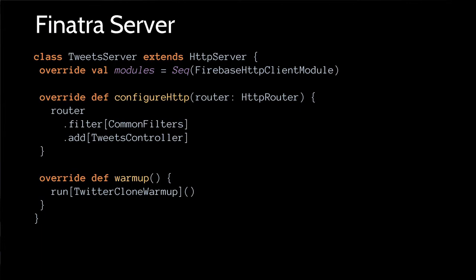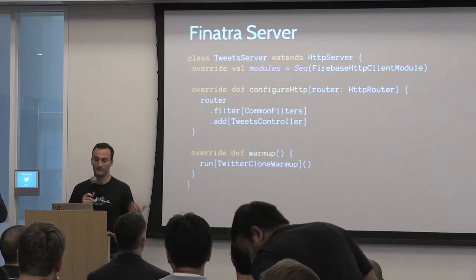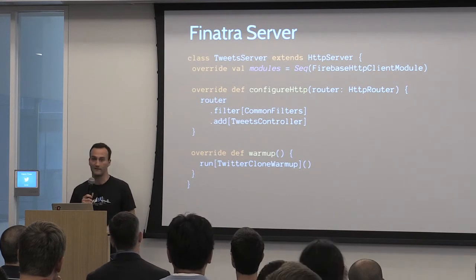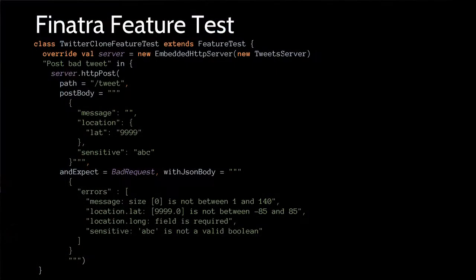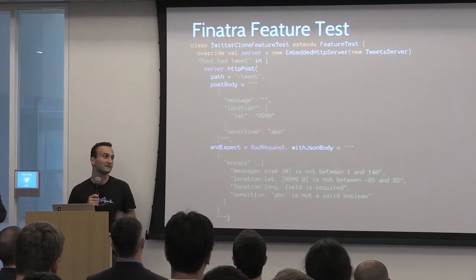A server. You add filters, add controllers. On the bottom, you have a warm-up method so that you can get all of your clients warmed up, get the server JITted before you start accepting incoming traffic. And then here's an example of the feature testing support where we'll start up your server locally in an ephemeral port and make it easy to send in requests and assert responses.